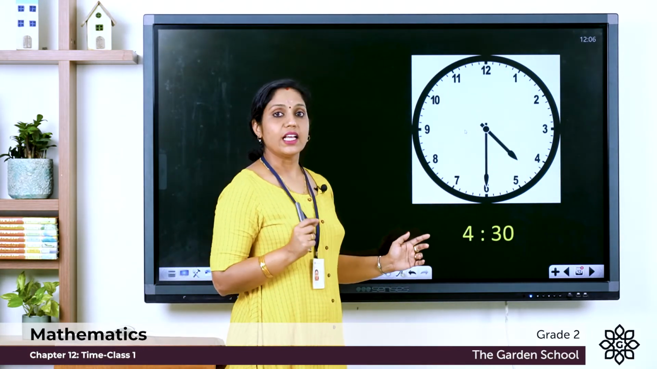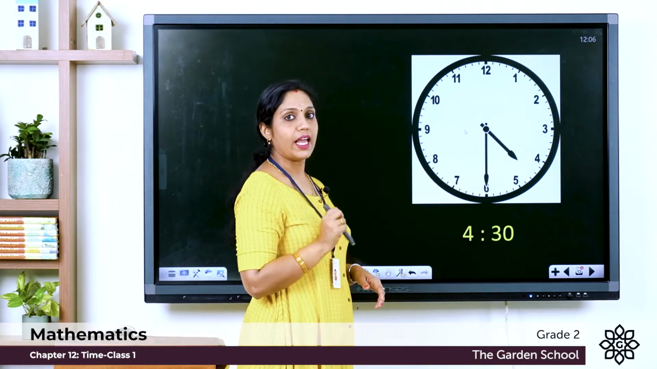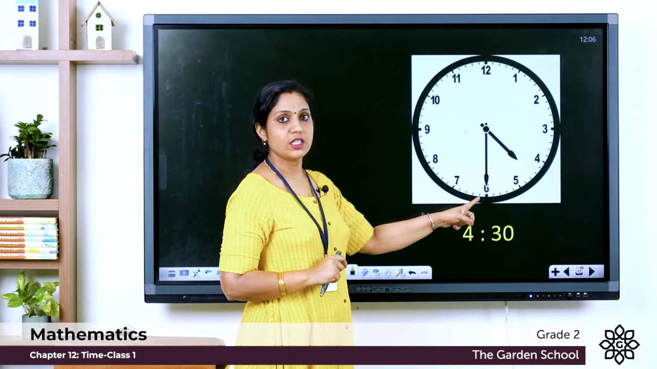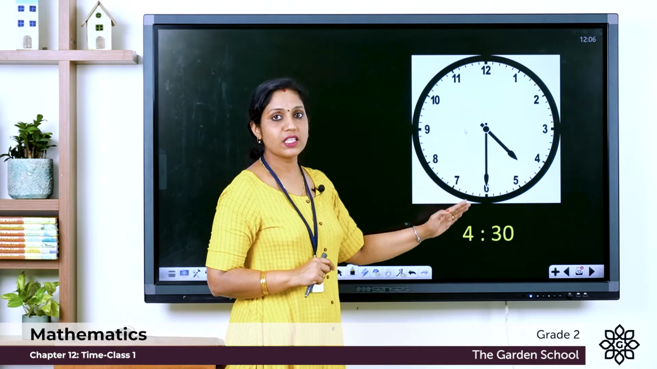Here you can see that the hour hand is in between 4 and 5 and the minutes hand is on 6. So what is the time? The time is 4:30, or half past 4.